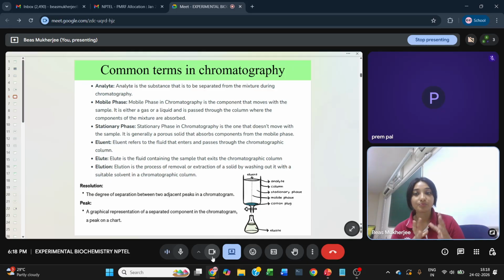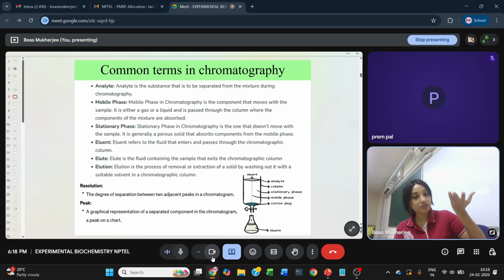Now, resolution. So what is resolution? Let's say I have two fingers here, right? How well can you see that these two fingers are two distinct fingers? So it is basically how well you can distinguish between two dots that are very closely spaced. That is called resolution. The degree of separation between two adjacent peaks in a chromatogram is called resolution.